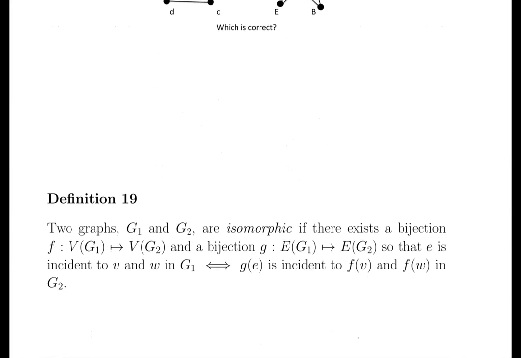So two graphs, G1 and G2, are isomorphic if there exists a bijection, there's that word again, from V of G1 to V of G2, and a bijection g from the edges of one to the other, so that if e is incident to v and w in G1, then g of e is incident to f of v and f of w in G2. In other words, you get that one-to-one onto function. When we did the counting stuff and cardinality, how did we show infinite sets are the same size? You exhibit a bijection. You have a one-to-one onto relationship. It's the same thing here. No different.